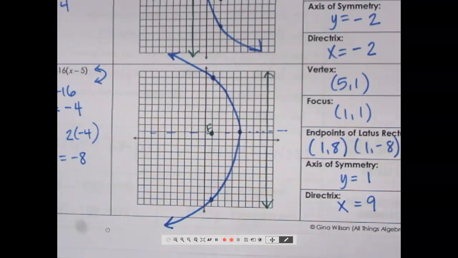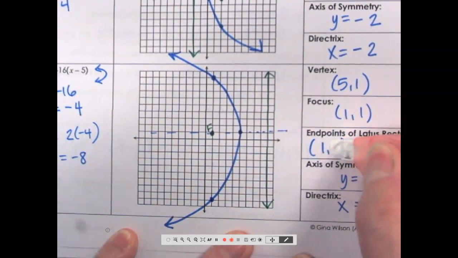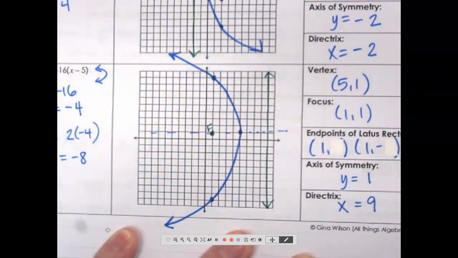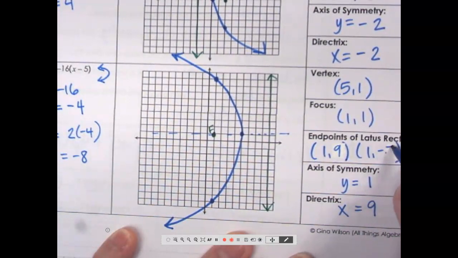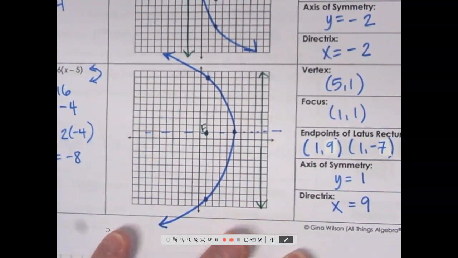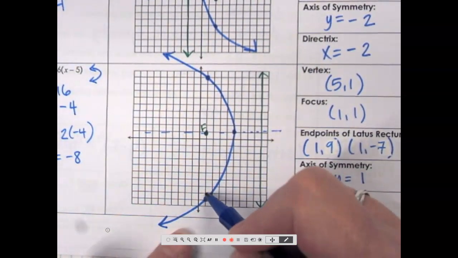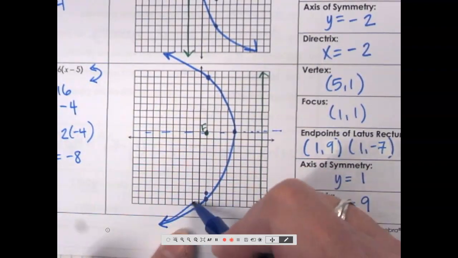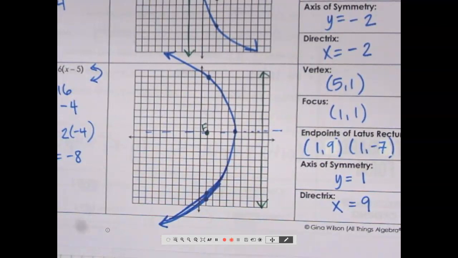Did I miscount? My bad. Thank you. I was looking at it like it was on the axis, but it's not. All right, let's fix that up. 1, 9 and negative 7. Is that better? Thank you. Oh, you know what? And that one's not in the right place, is it? There we go. Now it is. Question.